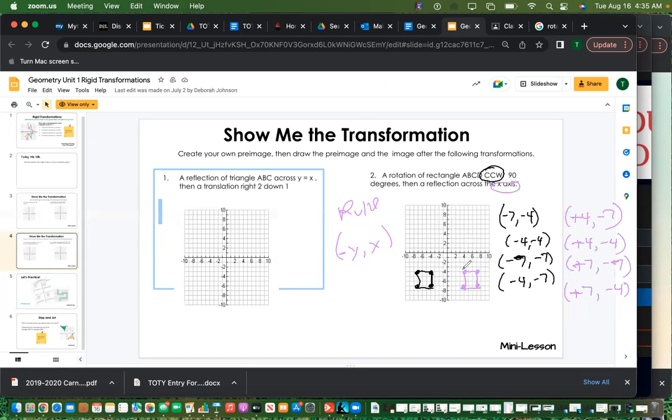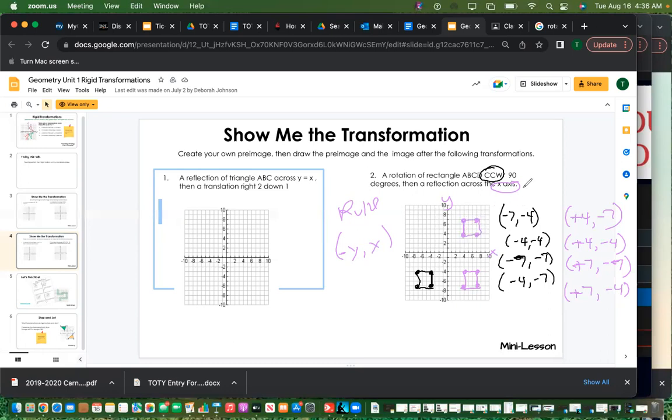So we're looking at how far away it is from this x-axis. Remember, this is the x-axis, this is the y-axis. So from here to here, that's 4 units. So that means that it's going to be 4 units up here. Right here, it's 7 units. So it's going to be 7 units up here. Same thing over here, 4 units away from here. That's going to be here. And 7 units away from there.